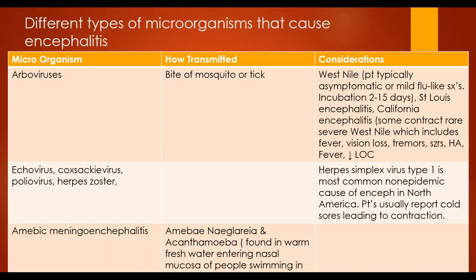Herpes simplex virus type 1 is the most common non-epidemic cause of encephalitis in North America. Patients usually report cold sores leading to contraction. And then there's amoebic meningoencephalitis, Naegleria and Acanthamoeba, found in warm fresh water, entering the nasal mucosa of people swimming in lakes and ponds.